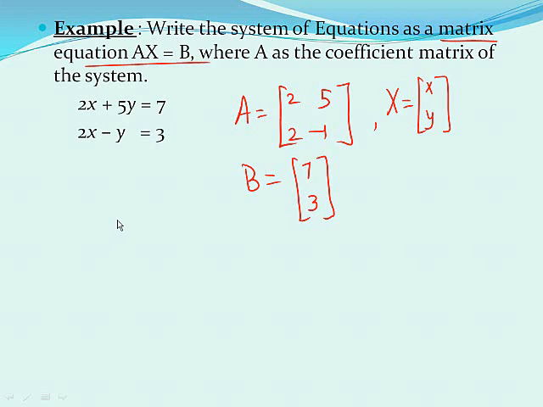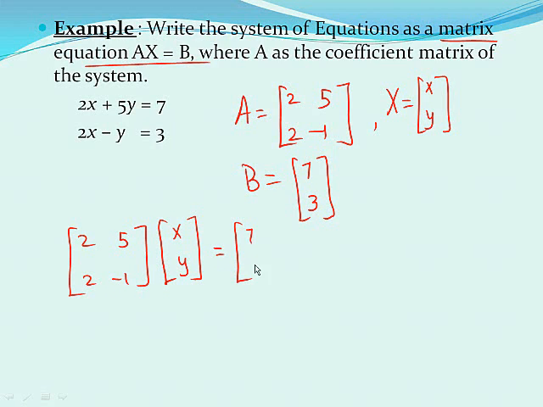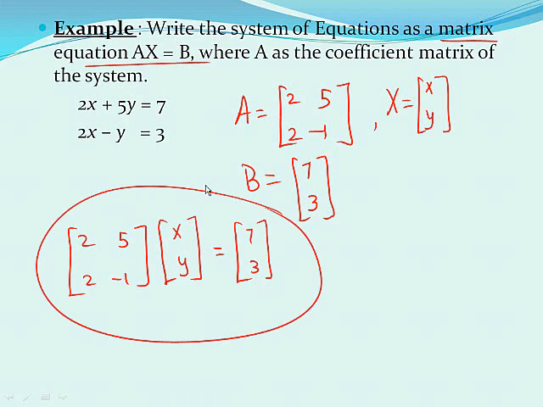So when we write it as a matrix equation, this will be 2, 5, 2, negative 1 multiplied with the column x, y, equal to 7, 3. So this is going to be our answer. AX equal to B.